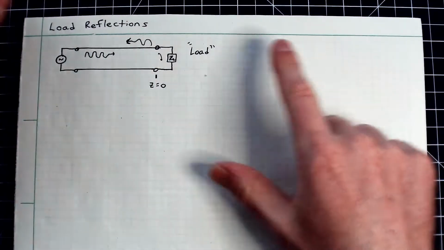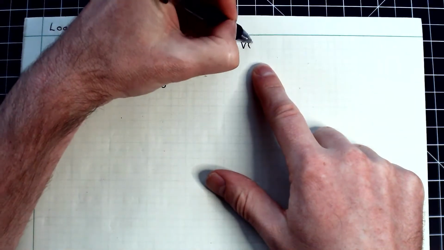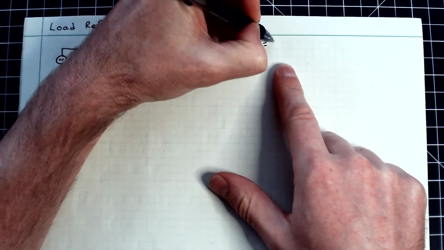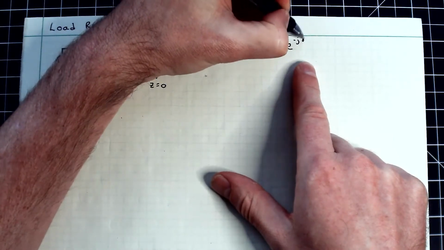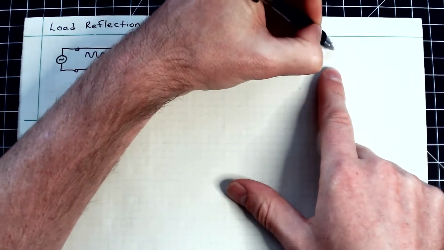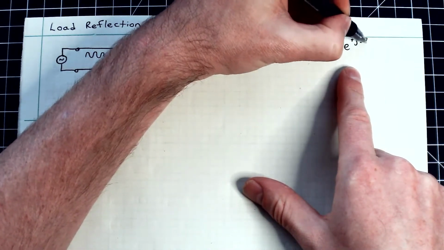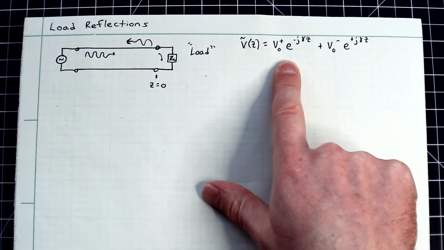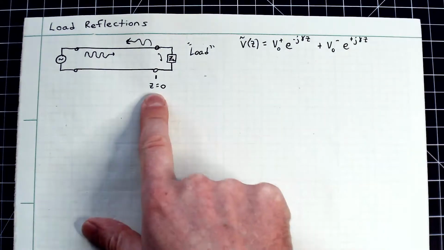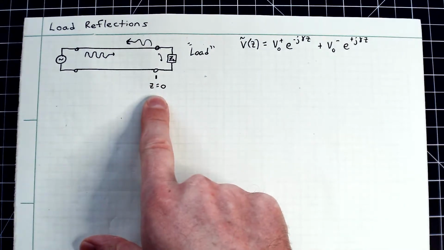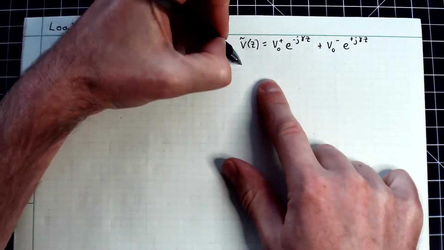So all I'm going to do now is write out the expression for a superposition of a forward and reverse propagating wave, which will look something like the following. V naught plus e to the negative j gamma z plus V naught minus times e to the plus j gamma z. So you have some generic forward propagating wave plus some generic reverse propagating wave. And you notice we're referencing z equals 0 as here at the load.